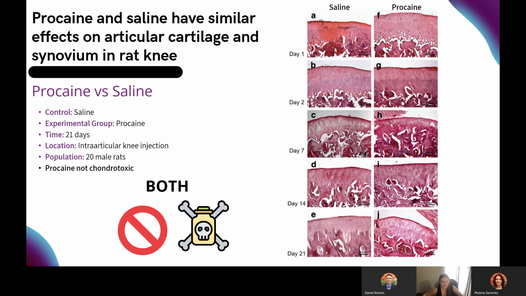Like I said, it compared procaine to saline in an animal study with 20 male rats. The saline group is on the left, the procaine group is on the right, and so A to E is saline, F to J is procaine. There was no difference between the control and the experimental group here. The articular cartilage remained intact without any erosions at all time intervals. This suggests that procaine is not chondrotoxic when injected directly into the joint.